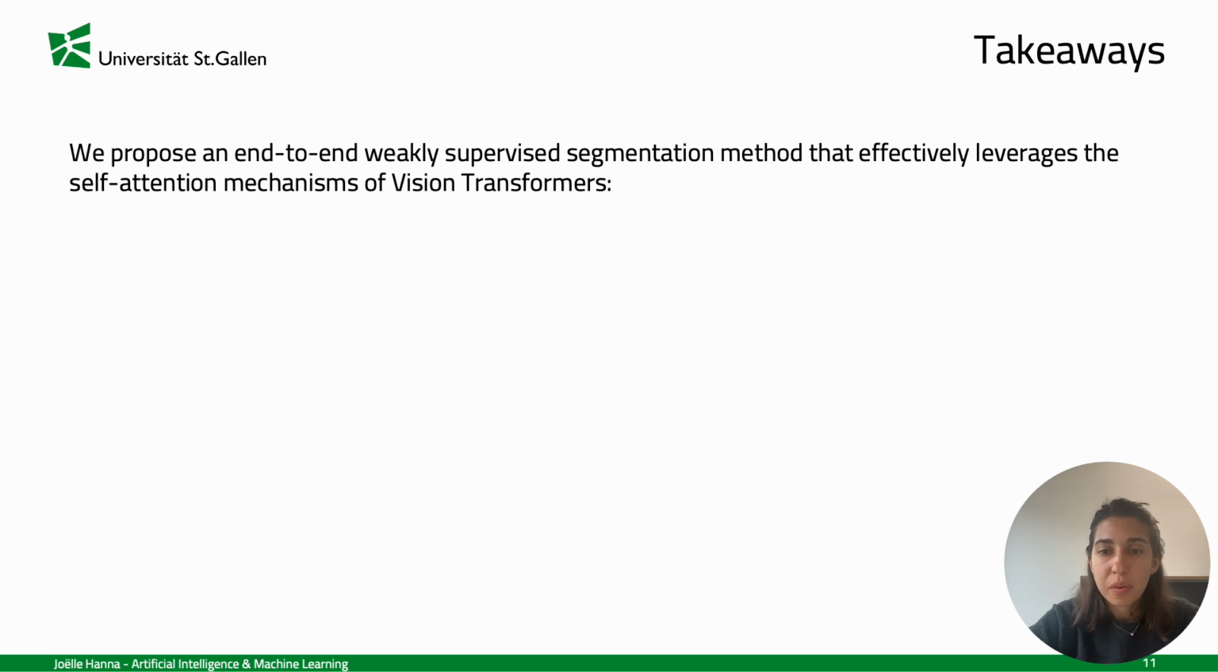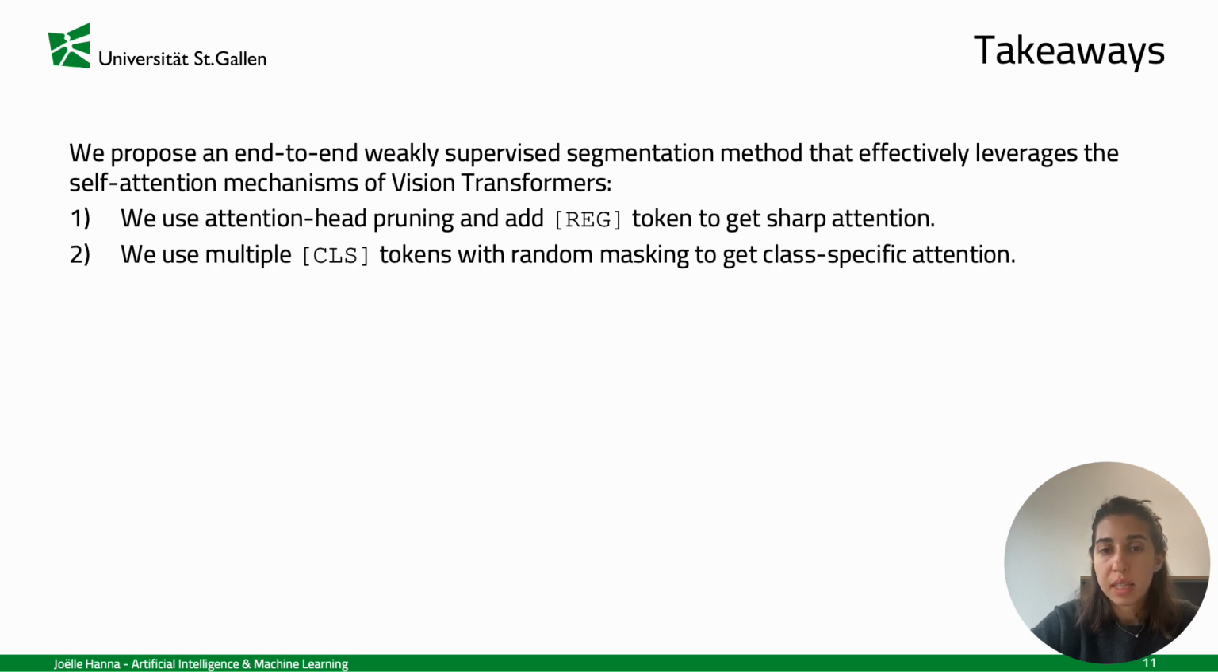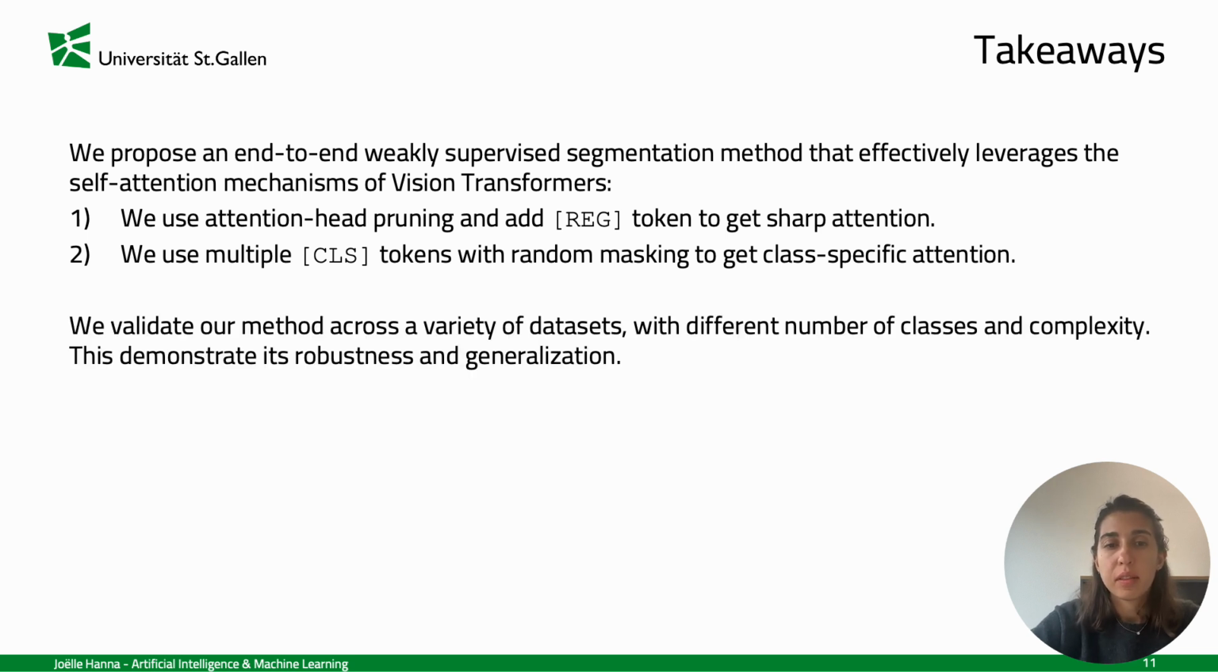And now to quickly summarize everything, our goal was to really propose an end-to-end weakly supervised segmentation method that effectively leverages the self-attention mechanism of vision transformer. First we use attention head pruning, and we add a register token to get really sharp, clean attention. And we use CLS token masking to get class-specific attention. And we validate our method across a variety of data sets with different number of classes, complexity, and standard benchmarks as well. And this actually demonstrates the robustness and generalization of the method.